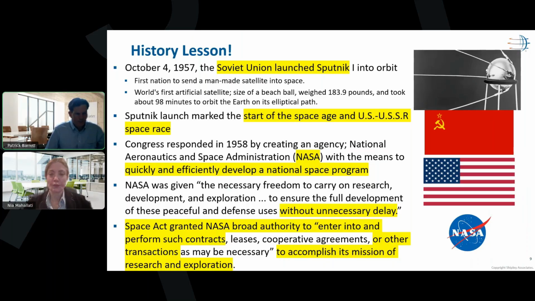So in 1957, I think everyone's familiar with the Soviet Union launching Sputnik, which was the first man-made satellite that was launched into space. And it really launched the overall space race between the United States and the USSR. And what Congress did is they responded in 1958 by creating a brand new agency called NASA, the National Aeronautics and Space Administration. And they wanted to make sure that NASA had the ability to move quickly. We were in a space race, and we didn't want to be inhibited by a lot of red tape and policy. So NASA was given the overall freedom to carry on research, development, and exploration, and essentially make sure that they didn't have any unnecessary delay.